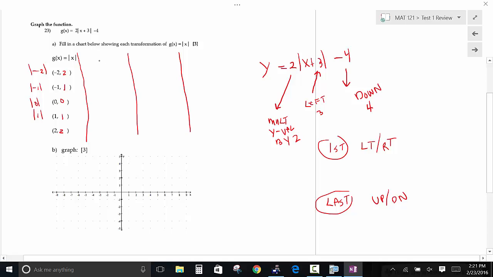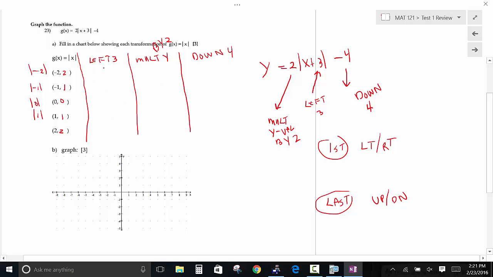First of all, we're going to take everything to the left 3. Then we're going to do the second step, which is going to be multiply y by 2. Okay, then the last step on here is going to be, we're going to go down 4 like that. Okay, so what I do is you have to fill out this table of transformations. This is just something I require all the students to learn how to do.